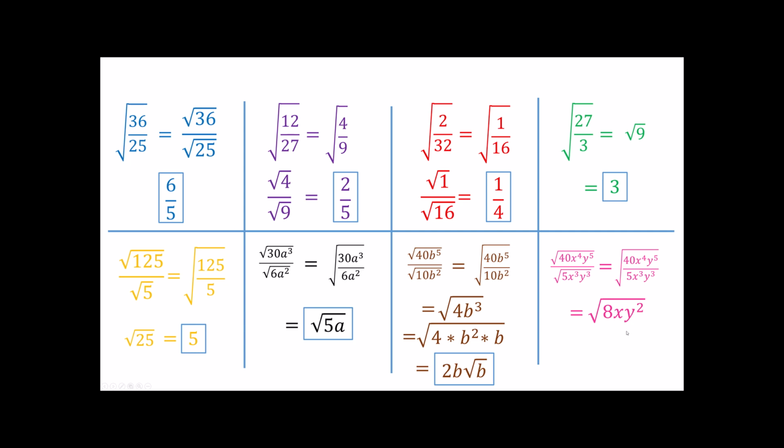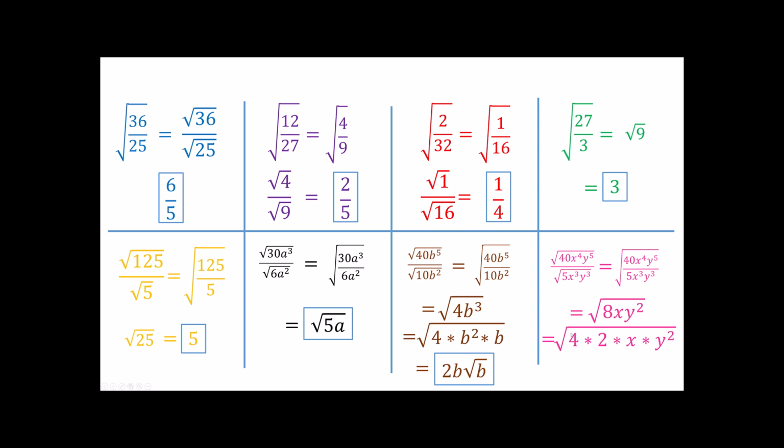I need to make sure this is in simplest form. I happen to know there's a 4 hiding inside that 8. That's a 4 times 2. This is already x to the 1st. Y squared is a perfect square, so I'm going to have to deal with that. Notice I split the 8 into 4 and 2.